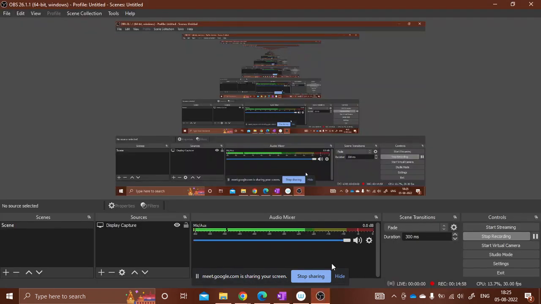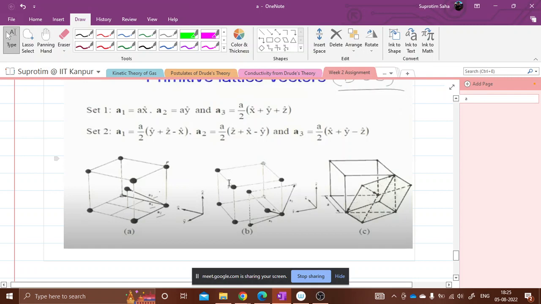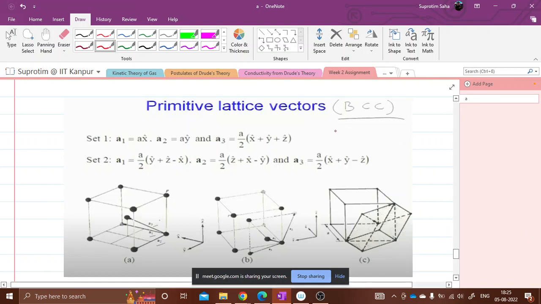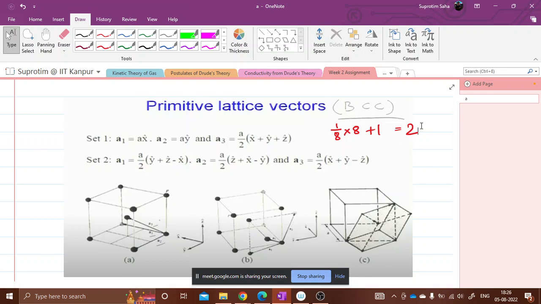So what it basically means is that there is one atom at the center and 8 atoms at the corners. So how many atoms are there? The effective number of atoms is 1/8 times 8, because the corner atoms are shared by 8 such cubes, plus 1, and that is 2. So now they are non-primitive unit cells. It's not one atom per unit cell, it's 2 atoms per unit cell. So basically it's a non-primitive unit cell, the body-centered cubic.